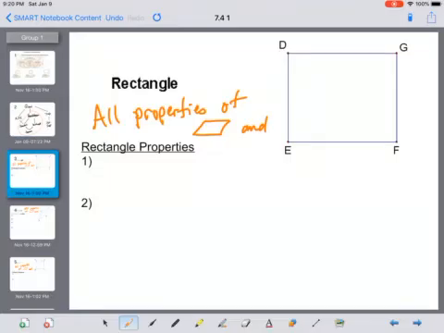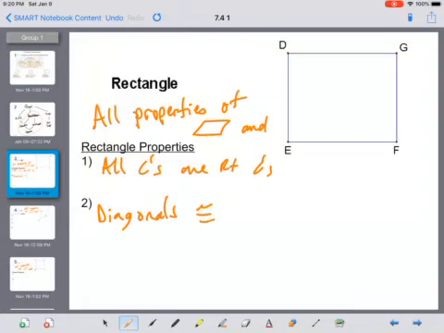First off, looking at a rectangle, we need to remember that a rectangle is first off going to have all of the properties of a parallelogram, plus it's also going to have all angles are right angles, and also diagonals are congruent to each other.